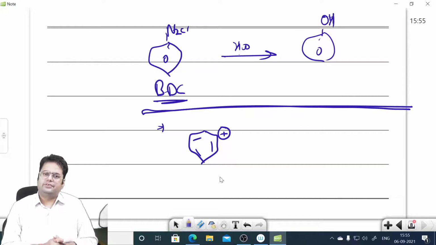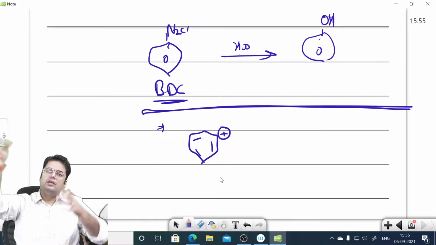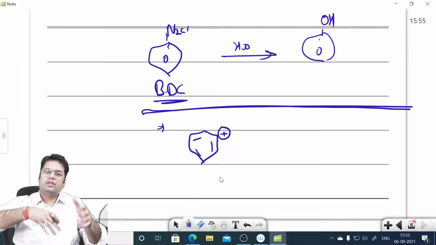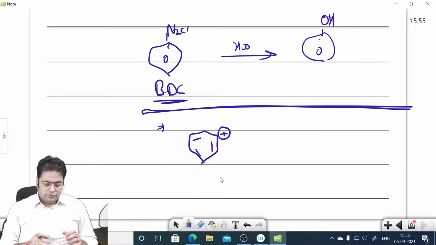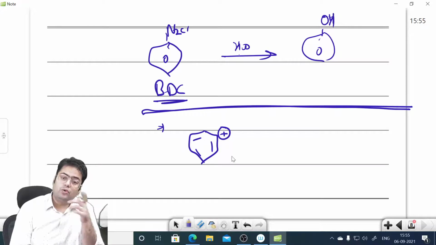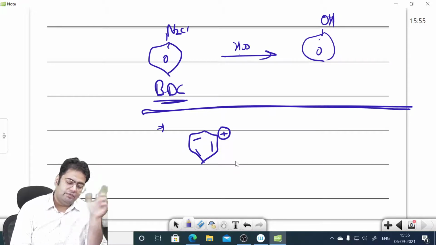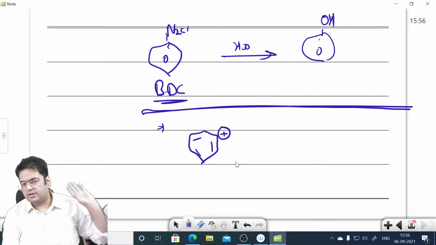So now what's next? Another individual has to be more capable, only then is this positive charge possible. So in short, we need a good leaving group. Repeat it: we need a good leaving group, so that my aromatic compound, my benzene, will show an SN1 reaction.